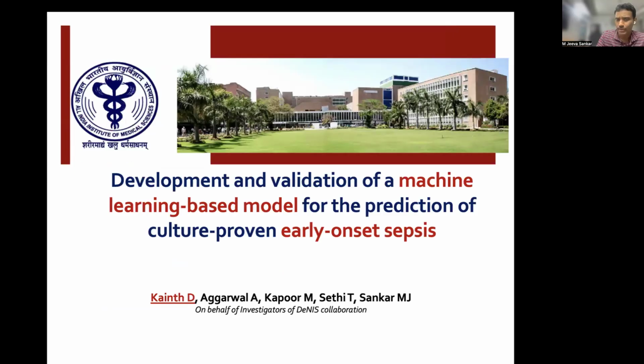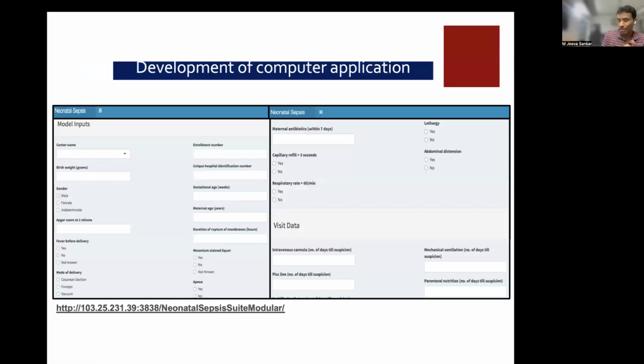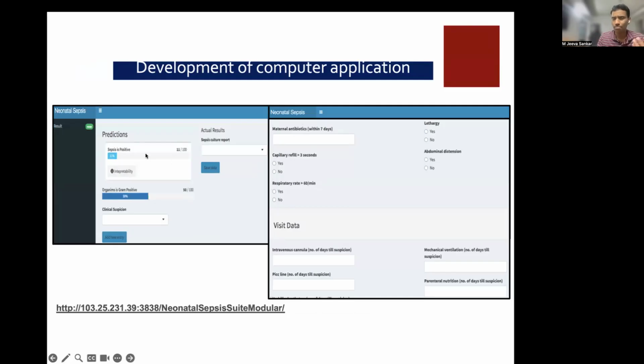So we tried to develop a machine learning based model, something similar to what the US calculator does. Based on the DeNIS data, we built a machine learning based model which has about 30 variables. So it's not only 4 variables like the US calculator, but these 30 variables are unlikely to take more than 2 minutes to enter. And we have developed a web page in which this can be entered. Once you enter the data, it will give a prediction of the likelihood of sepsis.